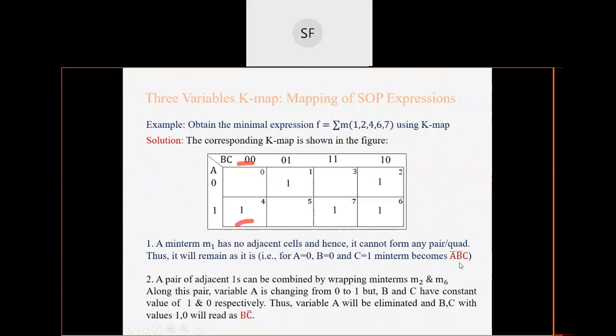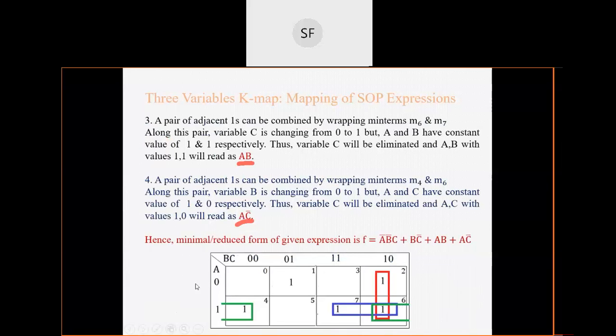Again, this one is A bar, B bar, C. So this minterm was an isolated minterm, so no reduction is possible here. Again, for one pair you got BC bar. So all four minimized terms you have to collect together, and since it is SOP, that is sum of products, we have to write it in summation form. So you can observe this is the final value. Hence the minimal or reduced form of the given expression will be like this.